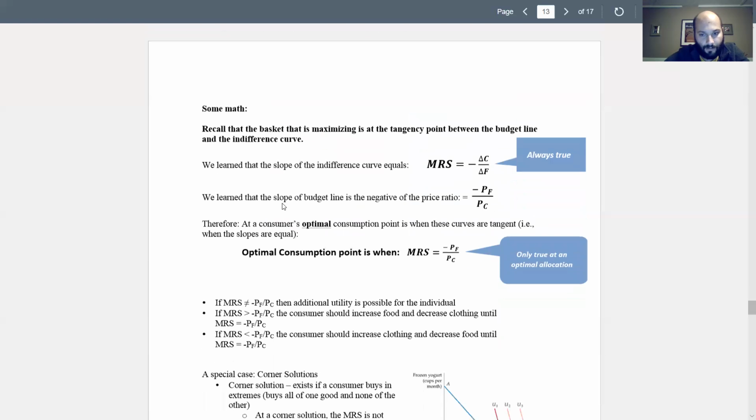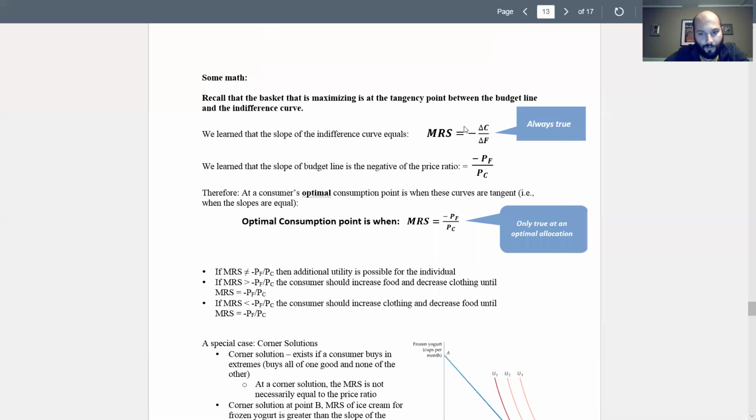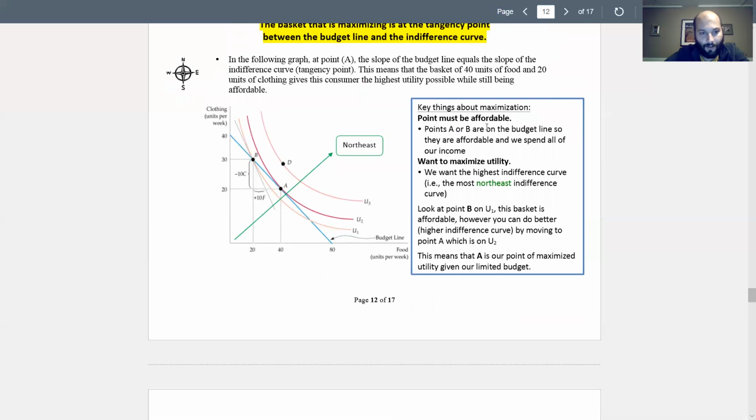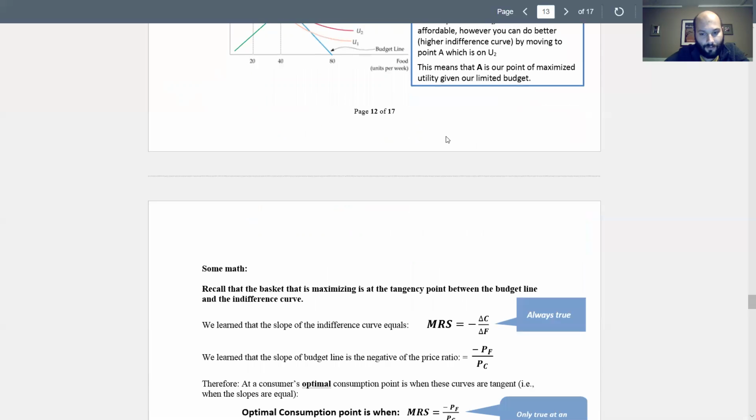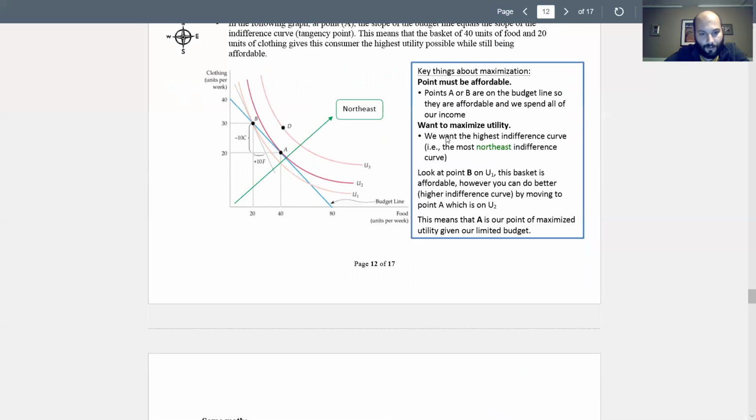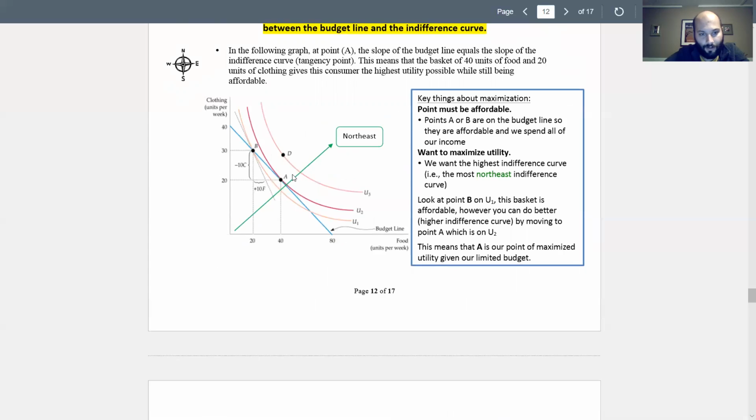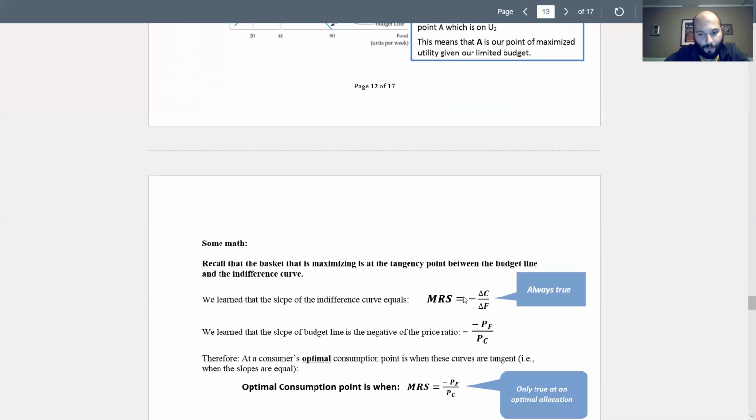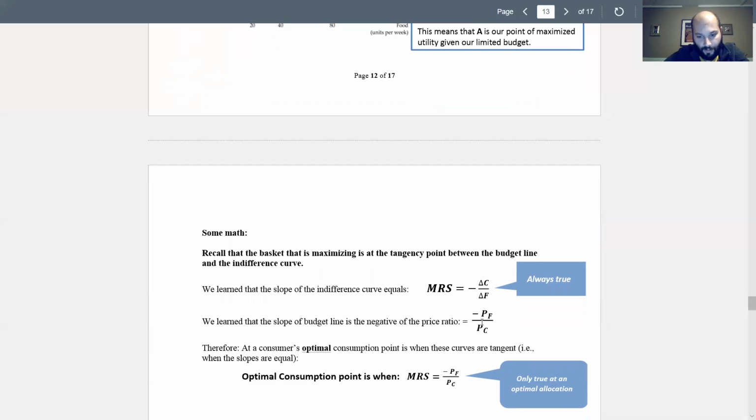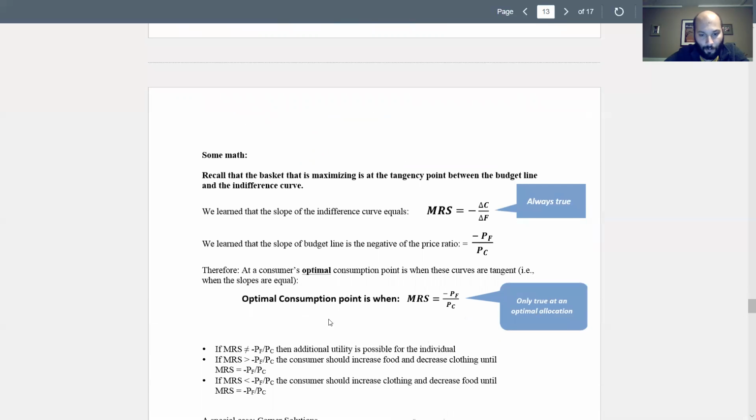So again, we know that the slope of the indifference curve is negative, rise over run, so our negative clothing over food, so our substitution there. We know the slope of the budget constraint, and at an optimal point, as we showed on the graph, those are going to be equal.